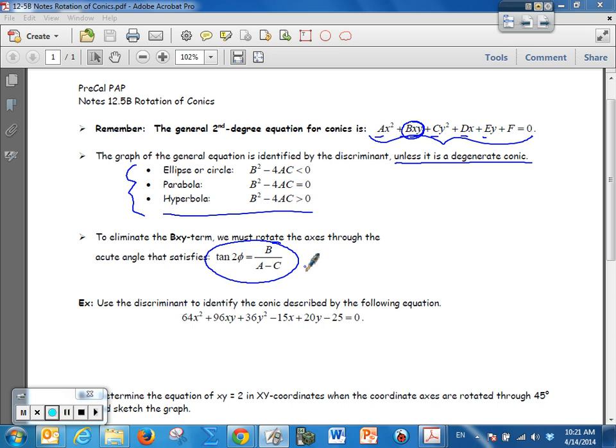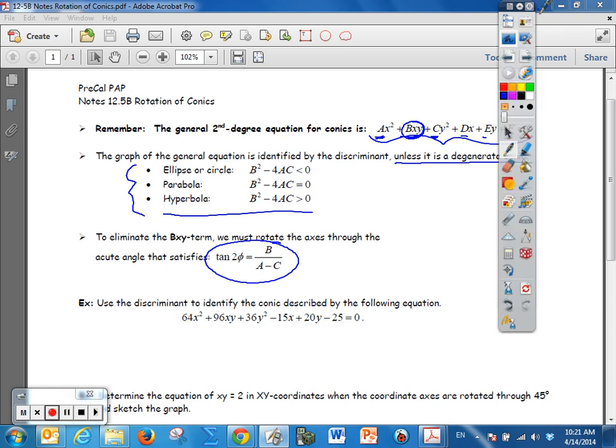It's tangent 2 phi equals b, which would be the coefficient of the xy term, over a minus c, the coefficient of the x squared term minus the coefficient of the y squared term. Okay, and we're going to use that formula today. All right, so let's take a look.